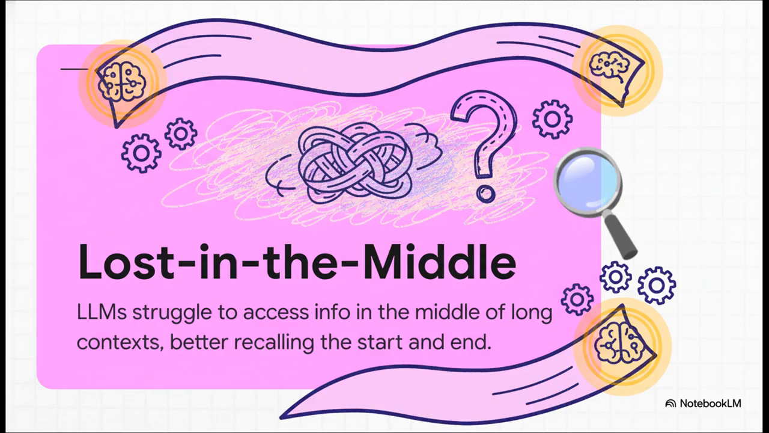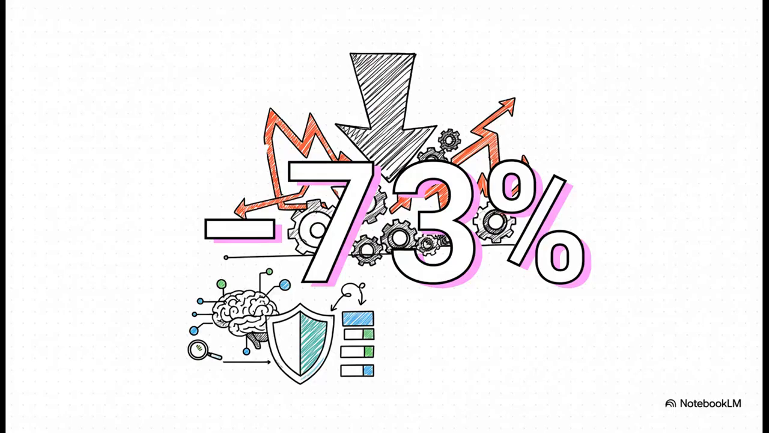There are huge challenges. One of the biggest is something researchers call the lost-in-the-middle problem. Basically, if you give an AI a really long document, it's pretty good at remembering the beginning and the end, but it tends to forget the details buried right in the middle. And we're not talking about a small dip in performance. Research shows that this problem can cause the AI's accuracy to drop by as much as 73%. That is a huge hit, and this is exactly the kind of thing that good context management, that third pillar we talked about, is meant to solve.